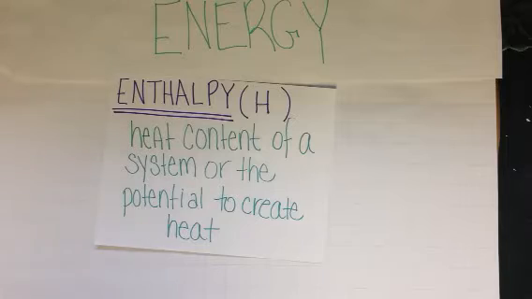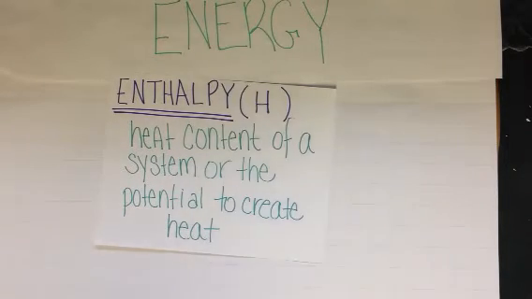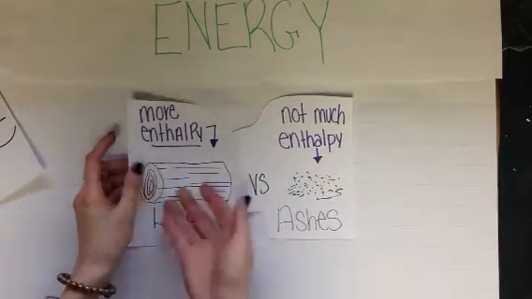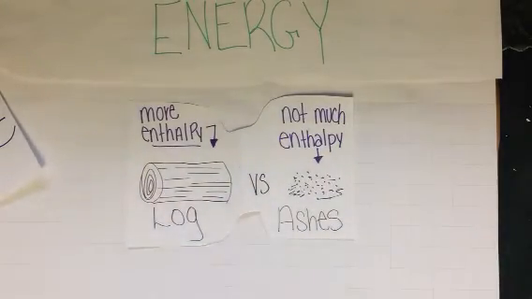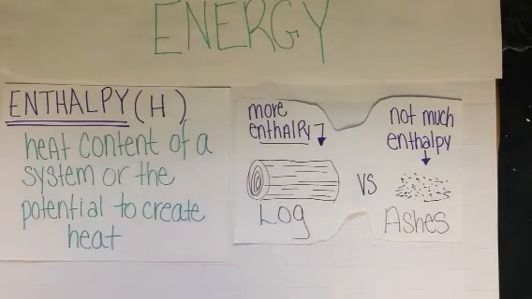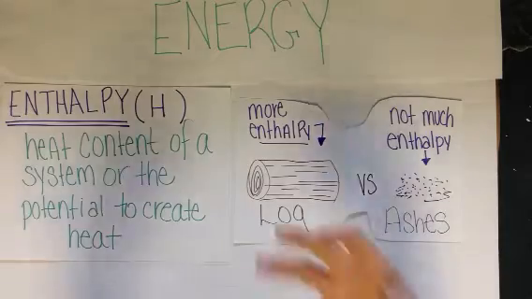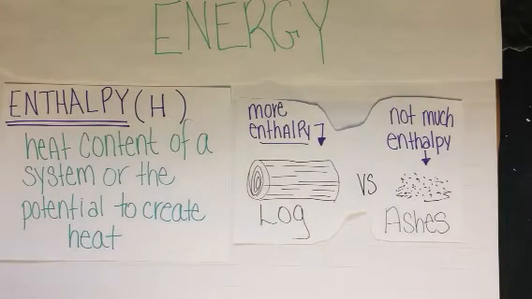Or it's actually a better way to say it, it's the potential to create heat. So using an example can really help you understand enthalpy, okay? For example, if I look at this picture here, I've got just a log and ashes. The log has more enthalpy than ashes do. Why? Well, let's bring back our definition. A log has the potential to create heat, meaning it has more ability to create heat.